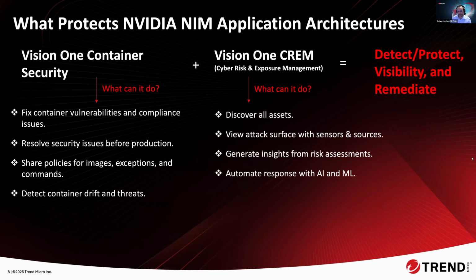And then when it comes to more of the visibility in your attack surface, Vision One CREM can help you with discovering your assets. So discovering your Kubernetes clusters, your containers running in those Kubernetes clusters, viewing your attack surfaces with sensors and sources, generating insights from risk assessments, and then having automated response with AI and ML on those. So that's at a high level how it protects.